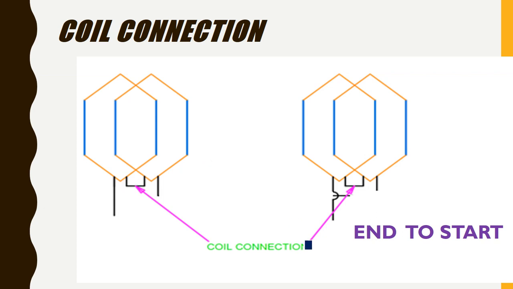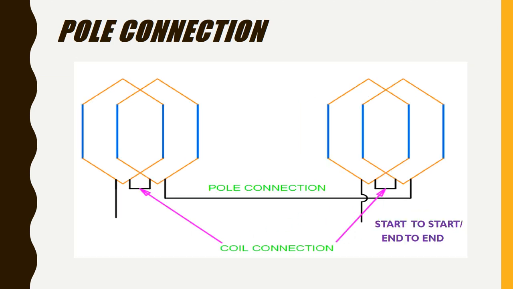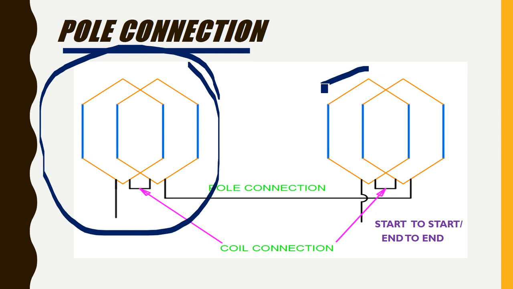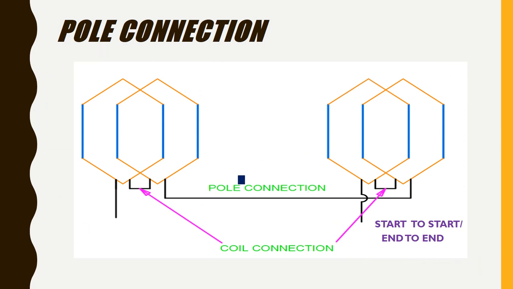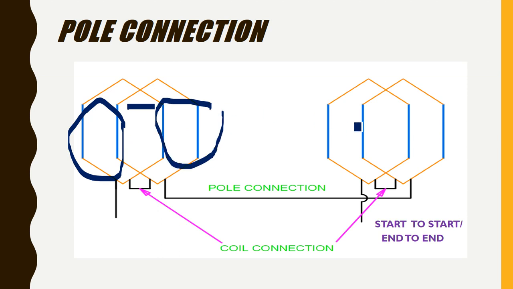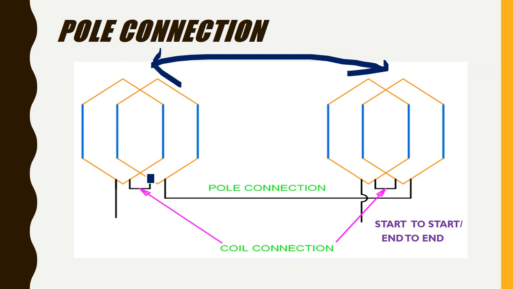Now we will be discussing the pole connection. So this is coil connection, and let us see the next term, pole connection. This is one coil group, and this is one more coil group, which is making poles. The poles will be connected between coil groups. So this is in one section, the opposite connection will be in the other section. Okay, so these two poles have to be connected. How it is being connected, let us see.